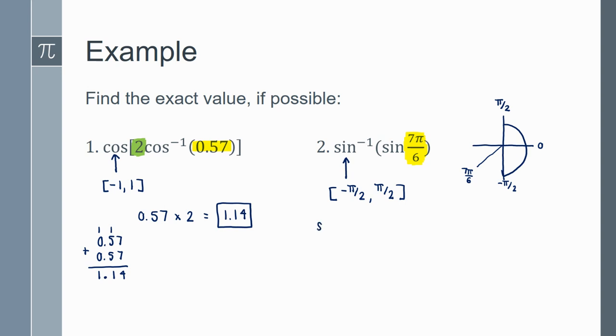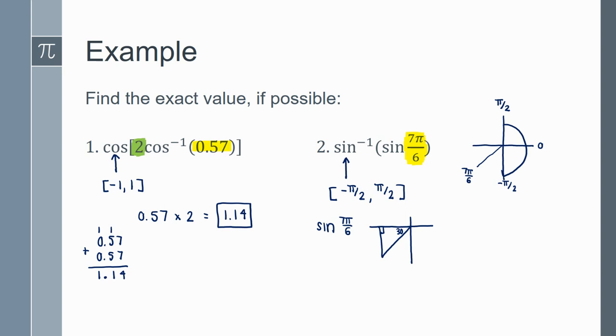So I want to figure out what is the sine of 7 pi over 6. We already know that 7 pi over 6 falls in the third quadrant, so I'm going to sketch a right triangle in the third quadrant. Because my denominator is 6, that means it is a 30-degree reference angle.